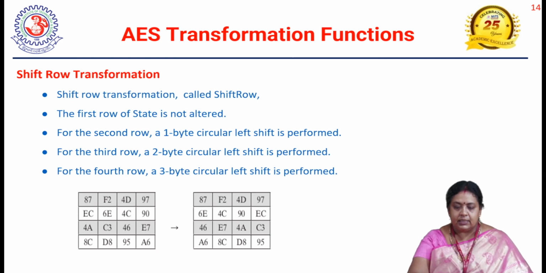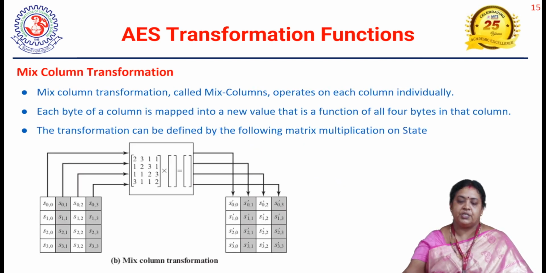Another transformation is called the mix column transformation, simply we call it mix columns, which is going to operate on each column. So here you are going to take one predefined 4 by 4 matrix. Every column of the input matrix is multiplied with the 4 by 4 matrix, so that we are going to generate one column.